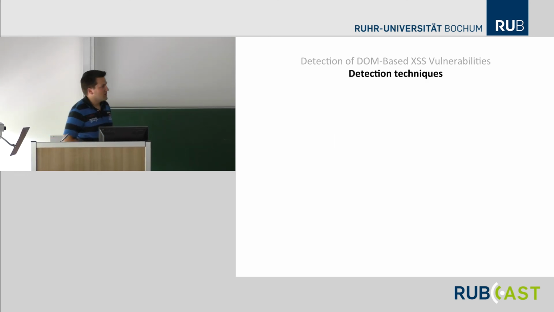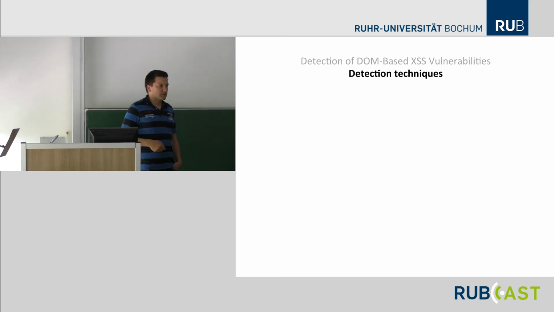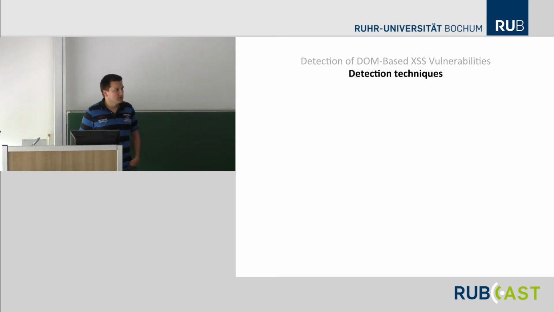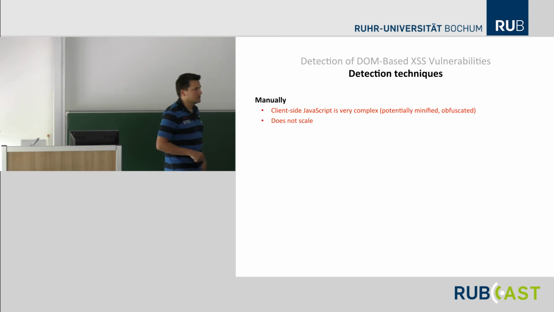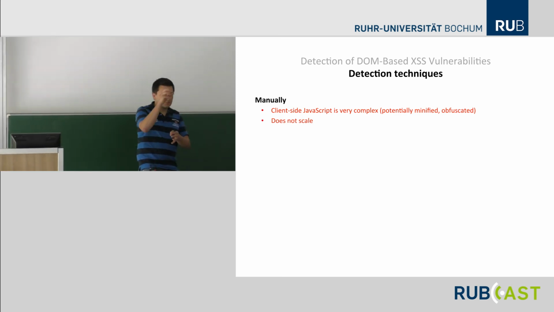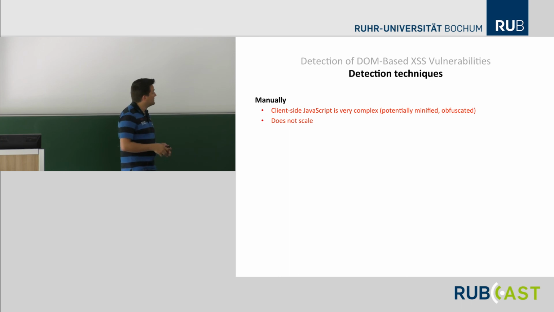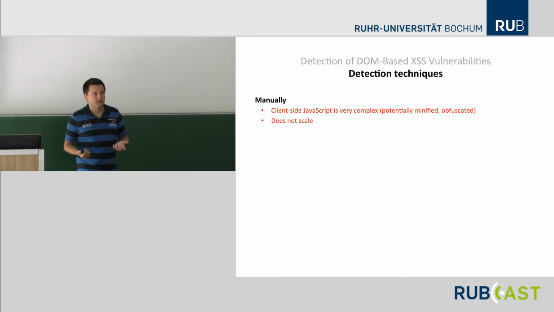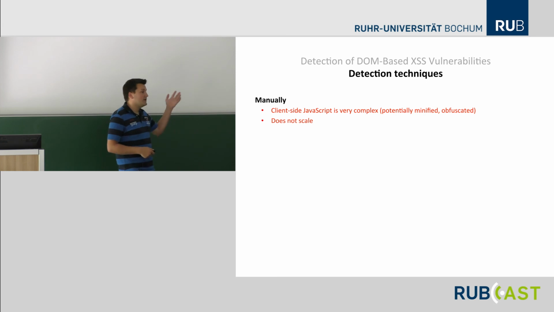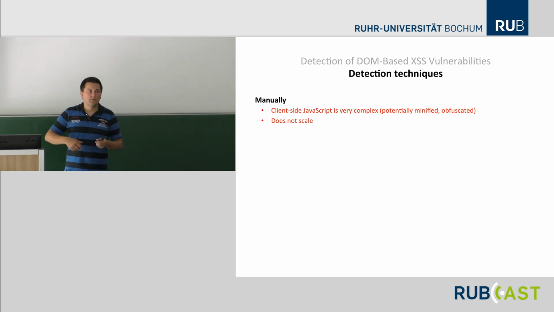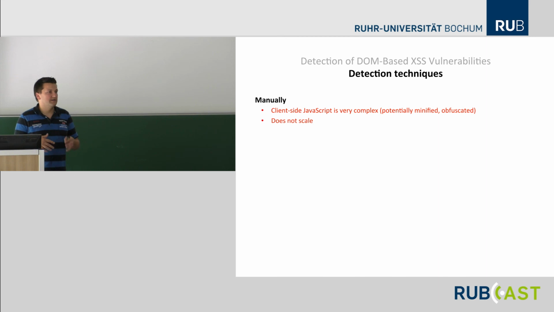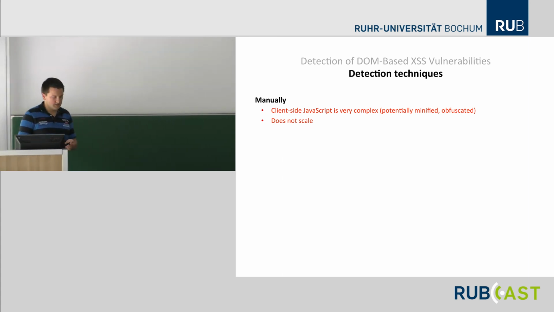So let's think about how we could detect these cross-site scripting vulnerabilities. We want to write a detection tool. The first way is to do this manually. We could read the code and spot that data from a source goes into this code parameter, and then ends up in an evil function. But manually assessing these things has a lot of downsides. This was a very easy example, but usually JavaScript is very complex. Especially if you are not the code owner, it's probably minified and sometimes also obfuscated, so it's really hard to analyze.